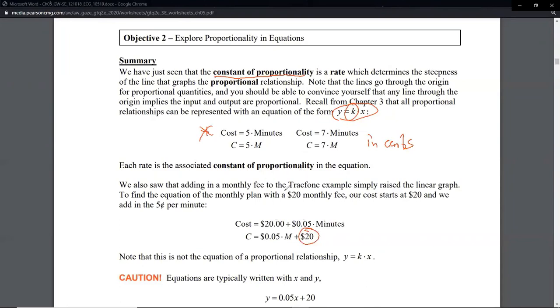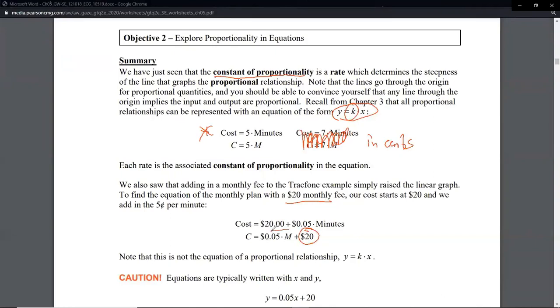So what's going on with that 20? Well, that's when we took the $20 monthly fee. Now we're only doing this one, at least for now. Yeah, no, we're only doing this one with the 5 cents per minute plan. So we're not going to do the 7 cents per minute plan with the full cost, including that hidden fee, which is not technically hidden. We're seeing it right in front of our face.